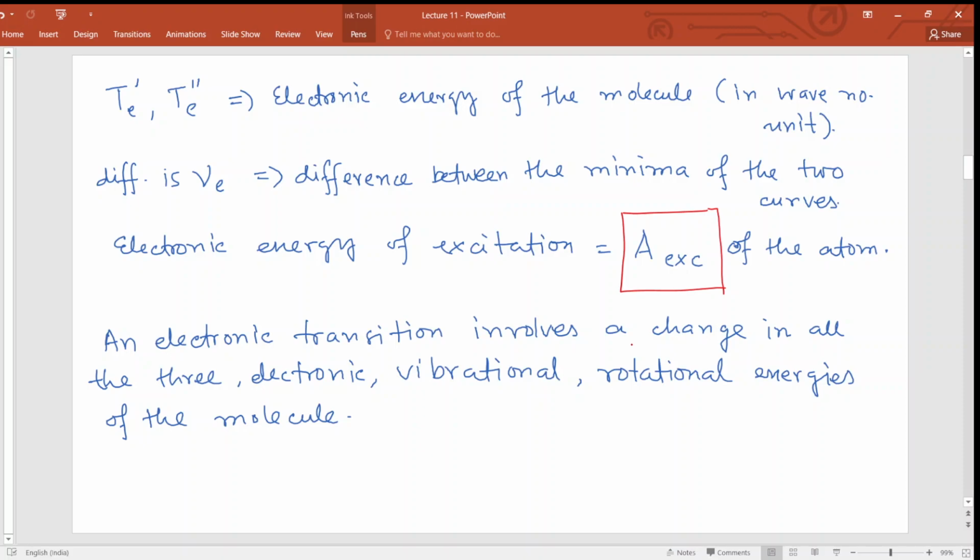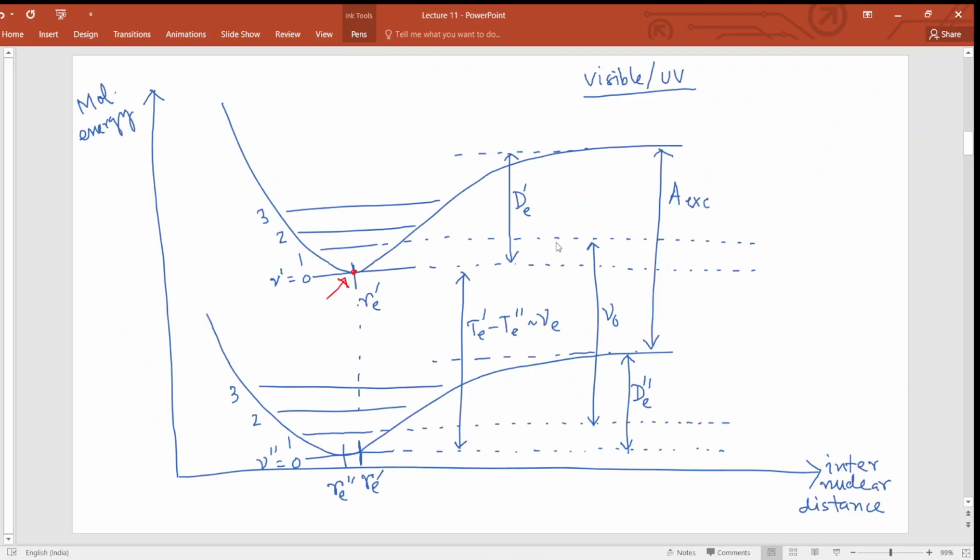Now, an electronic transition involves a change in all these three levels, that is, electronic, vibrational, and rotational energies of the molecule. Okay. So, let us just look at this graph. So, you see, there is this quantity DE prime that is mentioned. There is the dissociation energy. So, what is this here? Let's say the molecule is at the lowest energy state. Now, if you provide it sufficient amount of energy so that it reaches the continuum, or let's say it goes above it, then that amount of energy is given by this quantity dE prime.